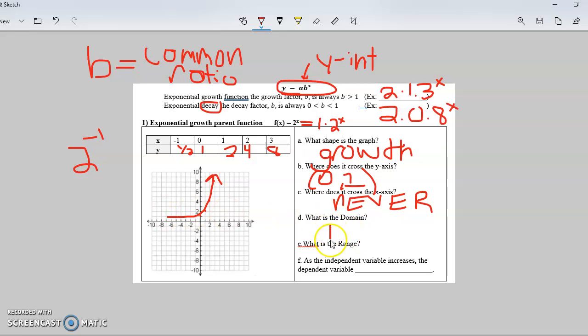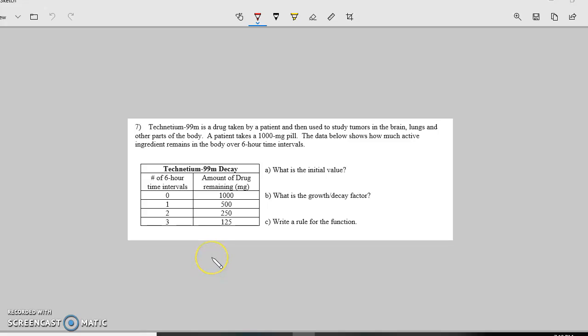Domain. Domain is all real numbers. I can do my symbol there. And my range is my y's that are greater than 0. Because remember, it never crosses 0, but it gets really, really close. As the independent variable increases, the dependent variable also gets bigger. It also increases.